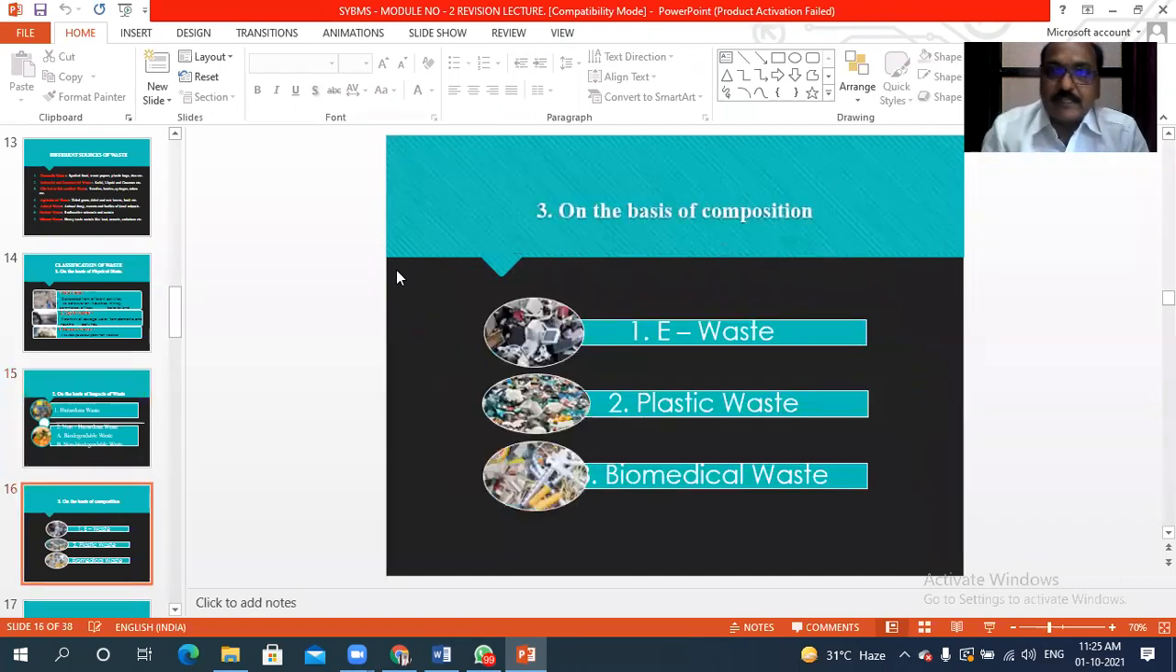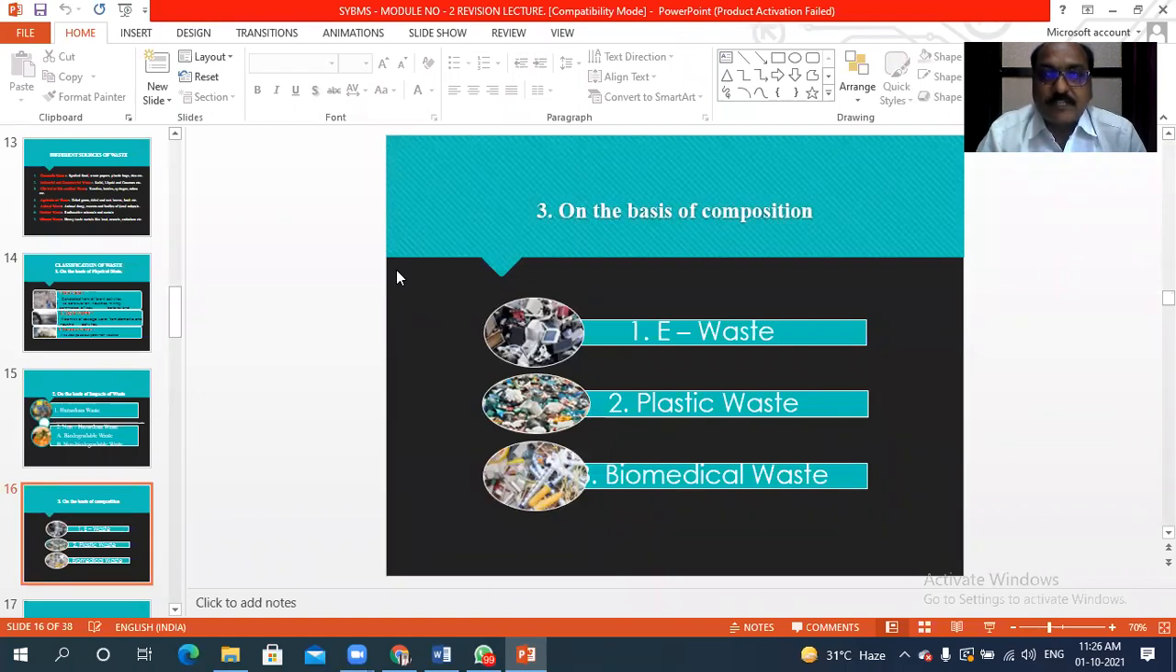Then another criterion which we use is on the basis of composition. On this basis, dear students, we can classify waste into three different categories. First is e-waste, second is plastic waste, and third is biomedical waste. E-waste means the waste which is generated from electronic and electrical equipment. You see in this picture, there is shown the e-waste.